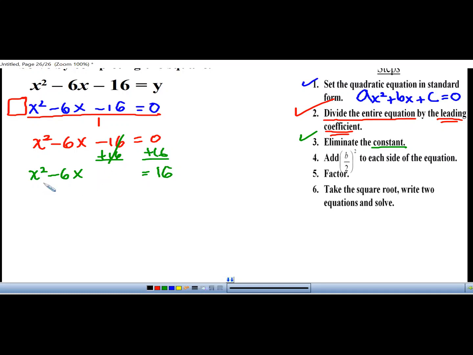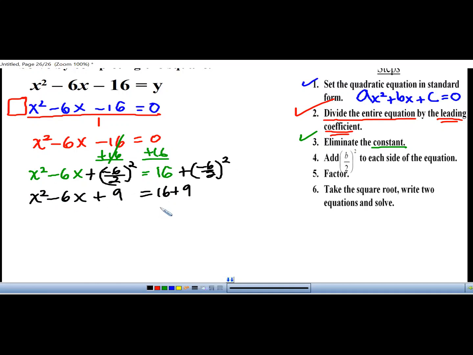Hayden, what would I do to complete this square right here? Add 6 over 2 squared. Negative 6 over 2 squared. That is correct, to complete that side. But now since we have an equation, I need to do plus negative 6 over 2 squared to both sides. So if I simplify this, this is x squared minus 6x plus 9 equals 16 plus 9.